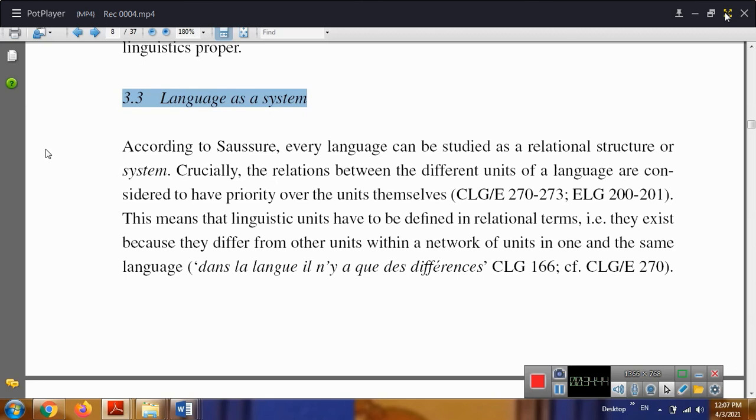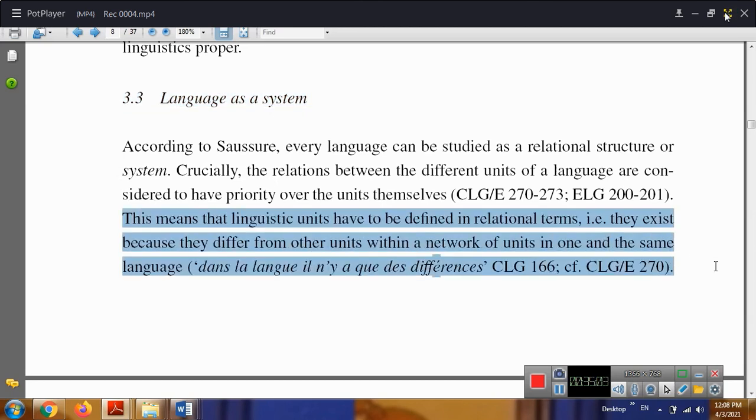Here I told you that Saussure pays attention to language as a system, considers language as a system. But what do we mean by this? Saussure pays attention to the relational structure of the system. The relations between the different units of language are considered to have priority over the units themselves. It means that here we have the definition of system.